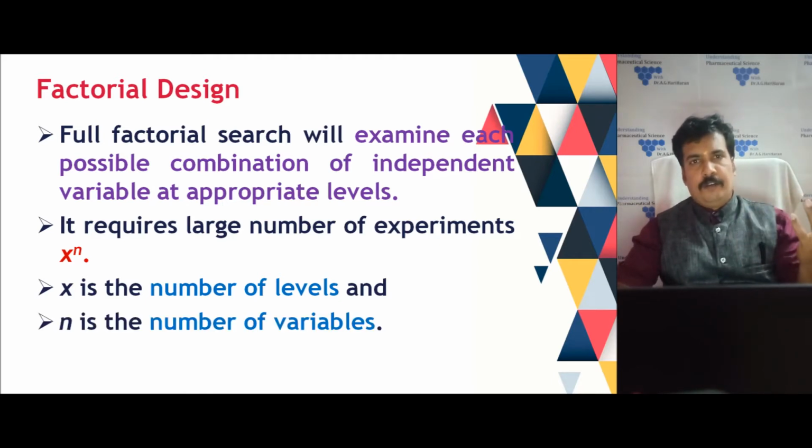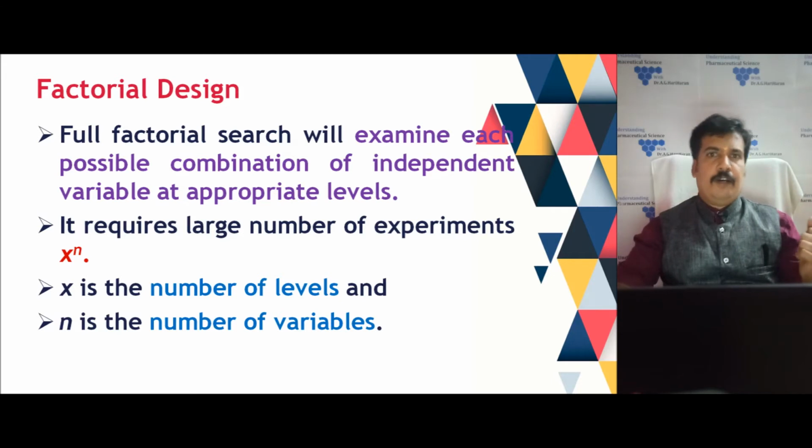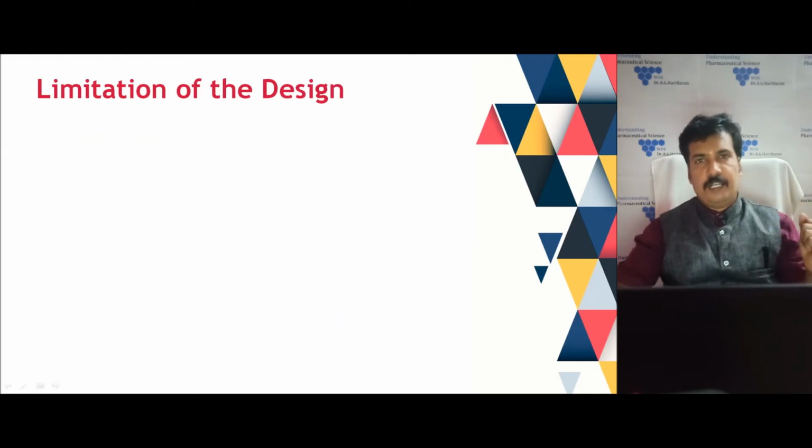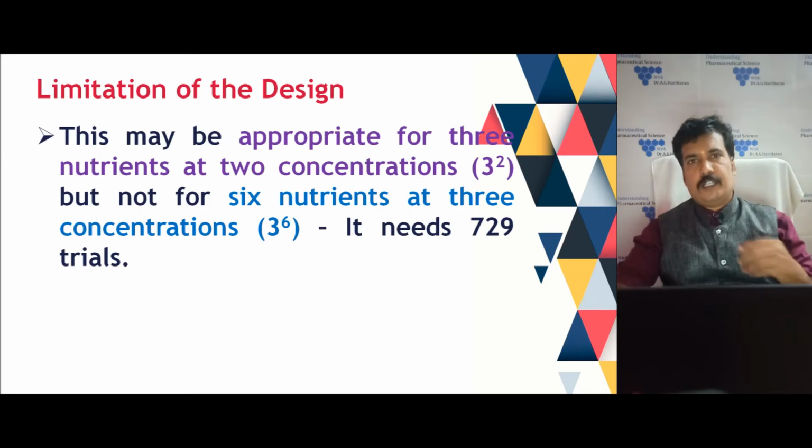So if I have 2 levels, that is high and low, and I have 3 variables, then it becomes 2 to the power 3. That means I have to perform 2 into 2 into 2, that is 8 experiments, right? Because of these changes in levels and variables, the number of experiments keeps increasing. For example, if you see the limitation of this design, if I have 3 nutrients at 2 concentrations, that is 3 to the power 2, I have to perform only 9 experiments.